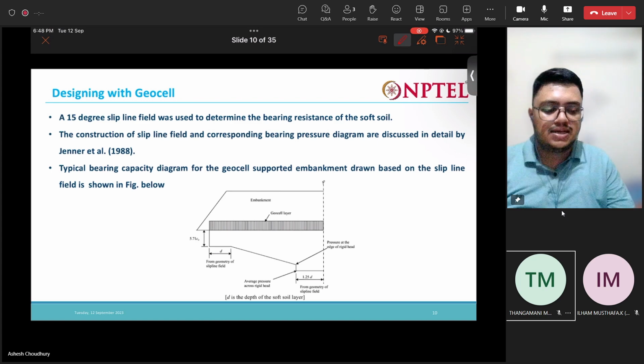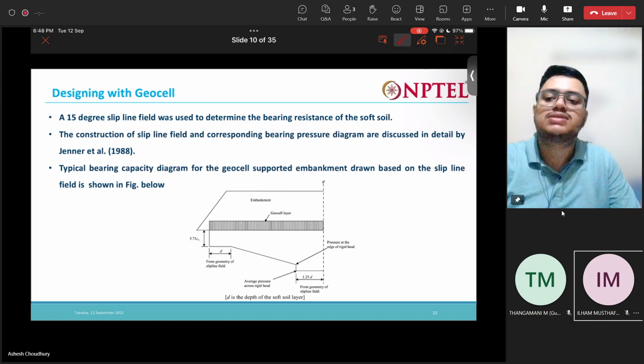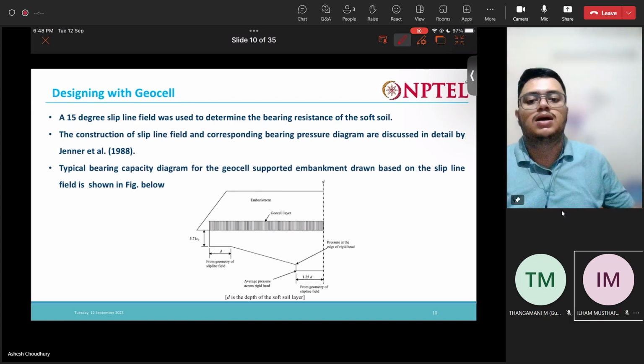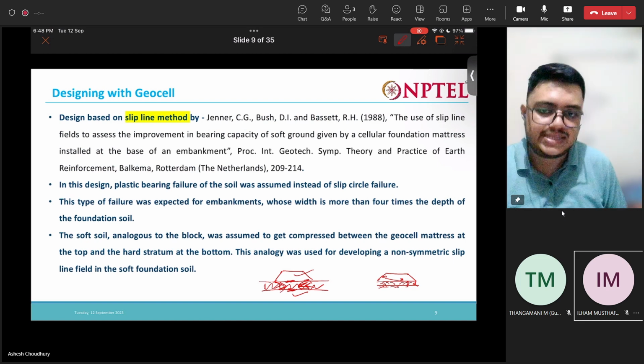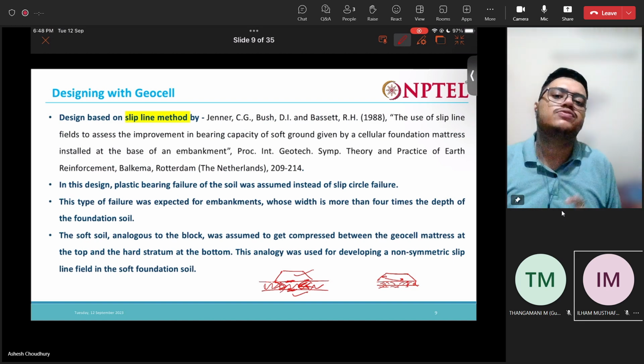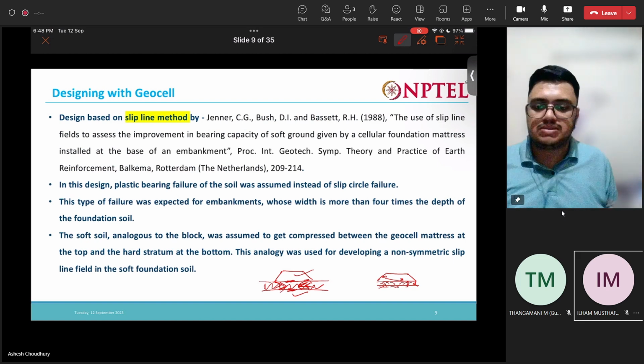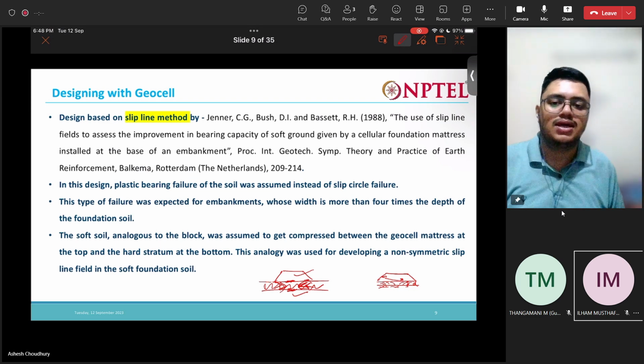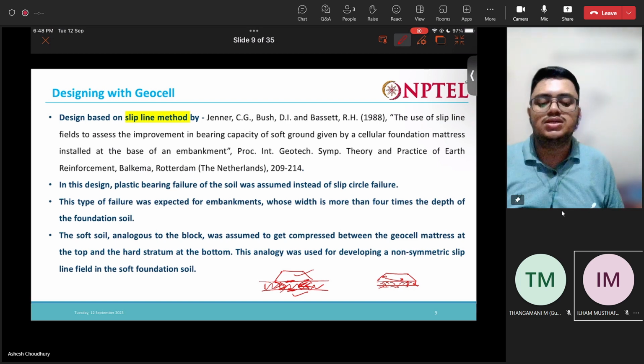In this case, the 15 degrees was chosen by Jenner et al. They might have some reason for that. For that, you have to go through their paper in detail. So they decided that they will choose 15-degree slip lines.